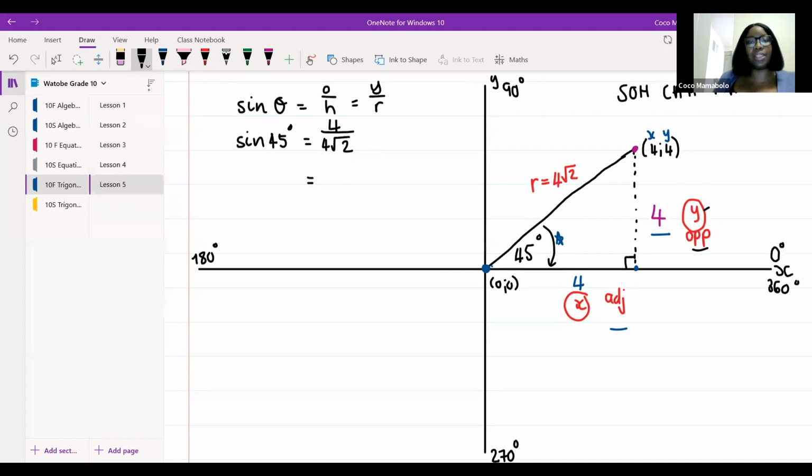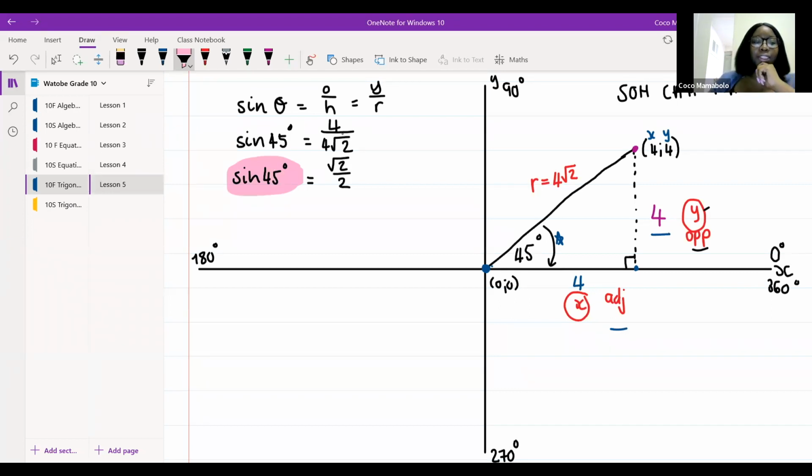If you punch this into your calculator, you're going to get 1 over root 2, or your calculator is going to do root 2 over 2. Sine of 45 degrees is equal to root 2 over 2. I want you guys to confirm with me. Punch sine 45 into your calculator and tell me if it gives you root 2 over 2. You can give me a thumbs up in the chat.